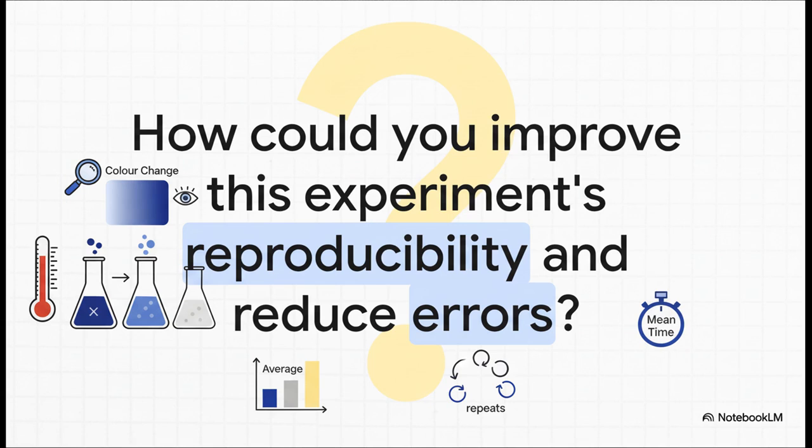So, I'll leave you with this final thought for the exam. To get those top grades, you don't just say what you did, you have to evaluate it. Think about it. How could you make this experiment better? Deciding the exact moment the color changes is pretty tricky, right? That's a source of error. To make your results more reliable, you should always do repeats and calculate a mean.